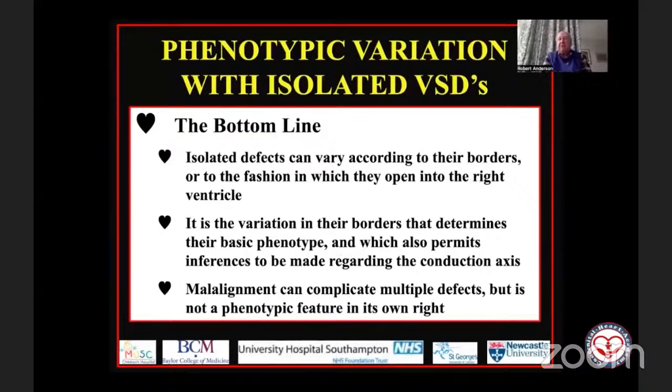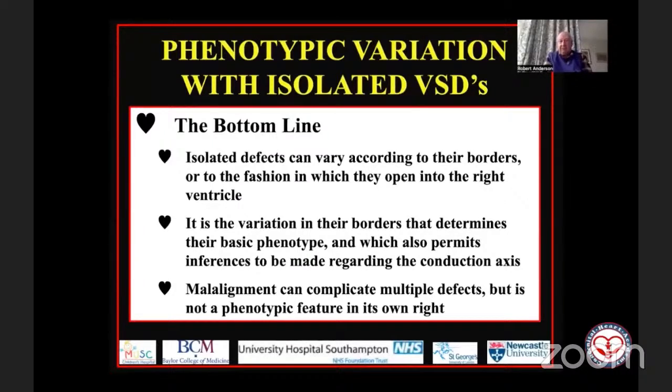You've seen malalignment between the muscular ventricular septum and the outlet septum. That is the commonest type of malalignment. But you've also seen the significance of malalignment between the atrial septum and the muscular septum. And that means the conduction axis arises from an anomalous atrioventricular node.